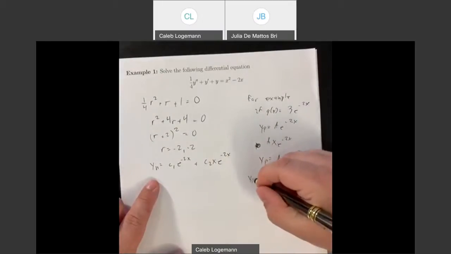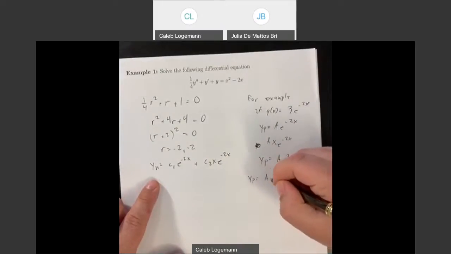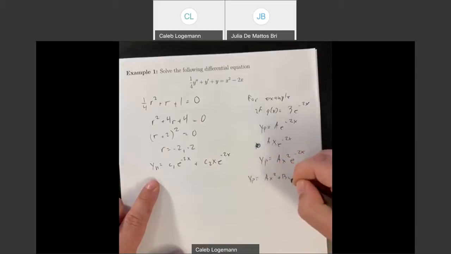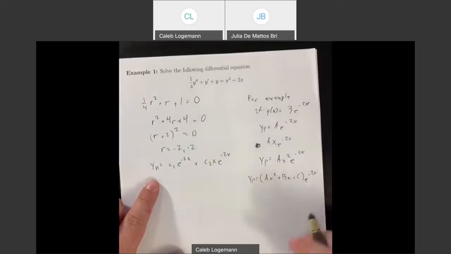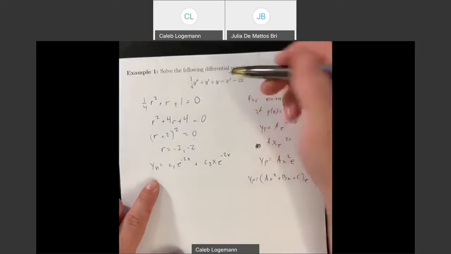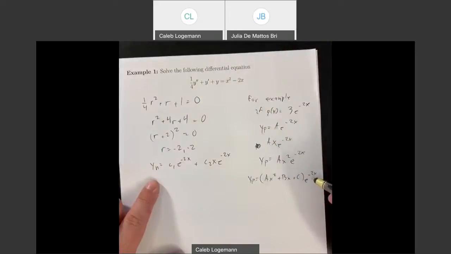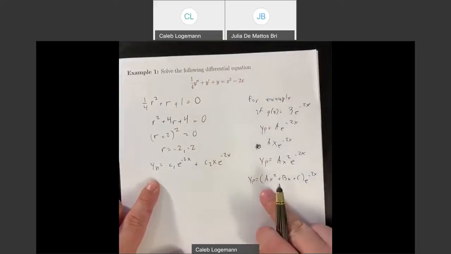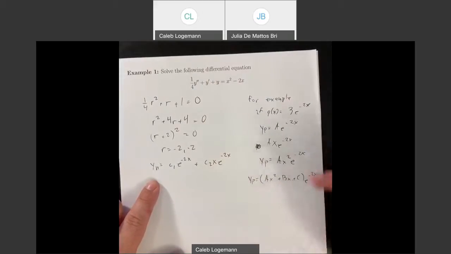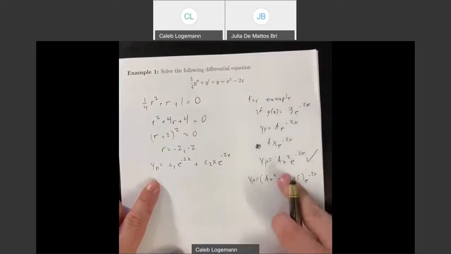So if you had made a guess, you could guess something like ax squared plus bx plus c times e to the minus 2x. But we know c e to the minus 2x, we plug that in, we get 0. And bx e to the minus 2x, we plug that in, we get 0. So these terms don't really matter. Only the x squared term matters in this case. And so our guess should be something like this. And then you plug that in, you can solve for a.